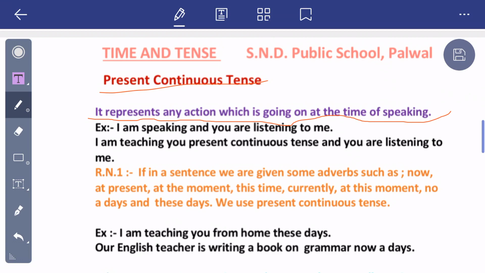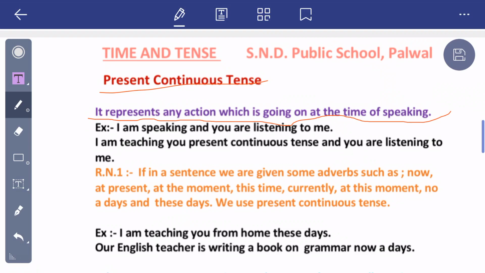Example first is I am speaking and you are listening to me. As obviously I am speaking for you and you are listening to me, it is also a present continuous tense example. I am teaching you present continuous tense, and you are listening to me. Obviously we are talking about present continuous tense, so this is also an example of our concept of present continuous.